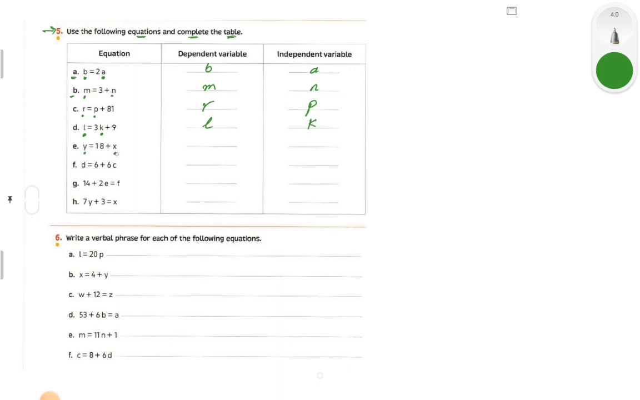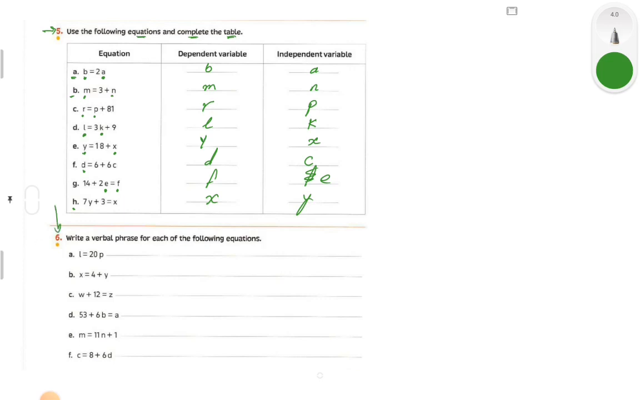Y and X. Y is the dependent. Depends on what? Depends on the value of X. Here, D equals 6 plus 6C. So D is the dependent. Why? Because it depends on the value of C. Here, 14 plus 2E equals F. So F is the dependent. Depends on what? Depends on the value of E. Every time you change E, the value of F will change. Last one, 7y plus 3 equals x. So x depends on the value of y.